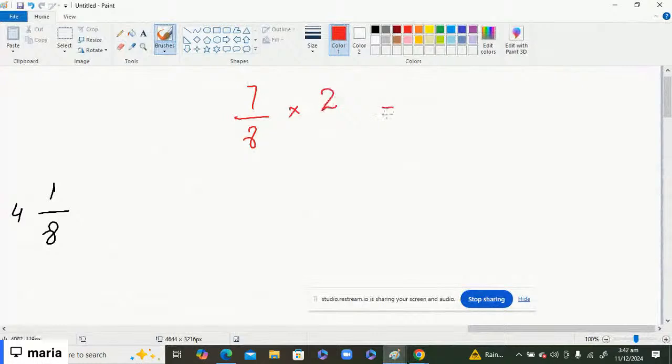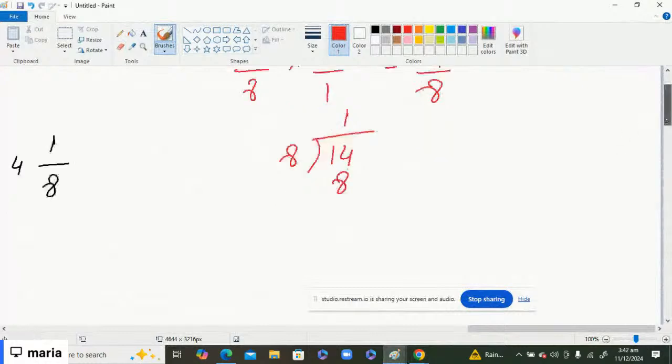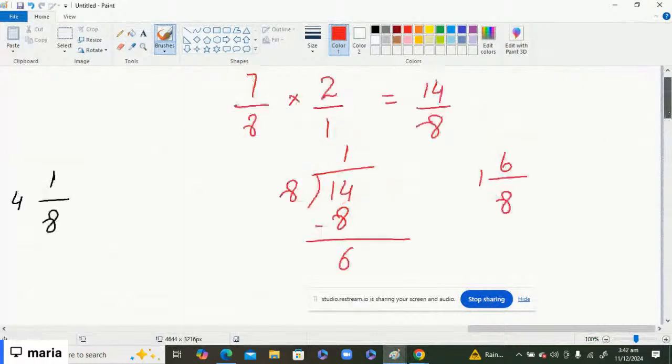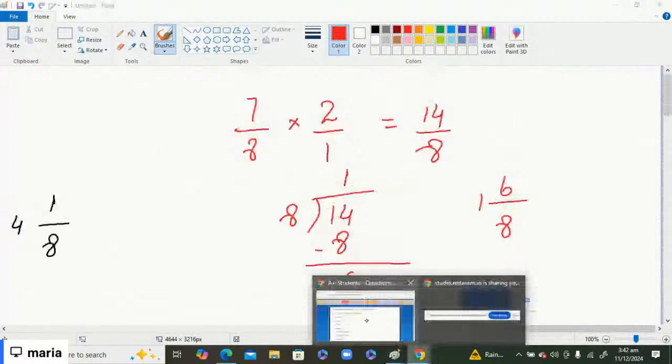7 times 2 is 14. So here it means 1. 8 times 1 is 8. Then we are going to divide 14 over the 8. So 8 times 1 is 8. After subtraction, 14 minus 8 is 6. So what's the answer? 1 into 6 over 8. Let's check, is there any option for 1 into 6 over 8?